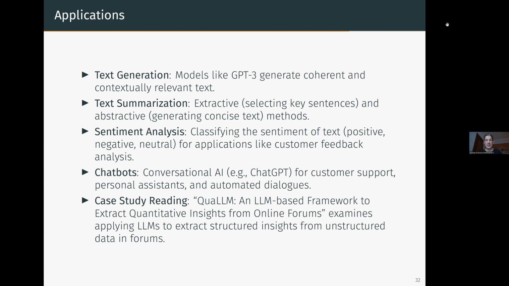They can do easy sentiment analysis without having to put in a dictionary. We can just select, oh, is this a happy sentence or a not happy one? And they can do chatbots, etc. A good case study, for example, is this one on Qual, where people use LLMs to extract quantitative insight from online forums. They are very, very good at handling large amounts of unstructured data, like tweets, things that have different lengths, etc.